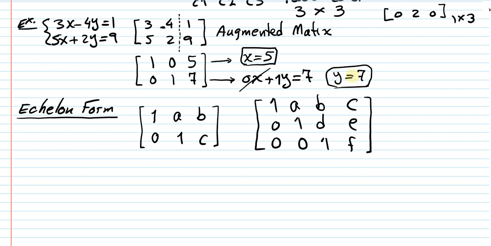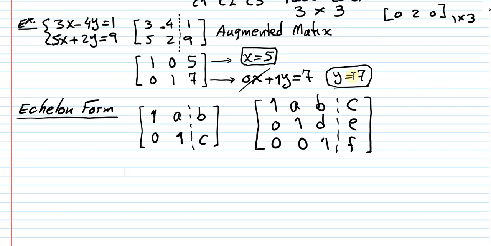Now it's important to have ones on what we call the main diagonal. This is the diagonal of the matrix of coefficients, that is. There you go, that's this diagonal. So the matrix that has ones along the main diagonal is said to be in the echelon form.